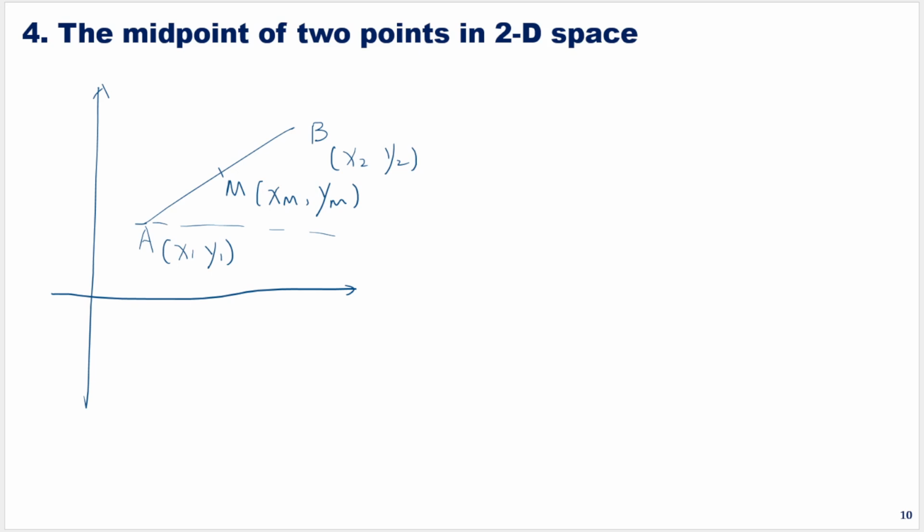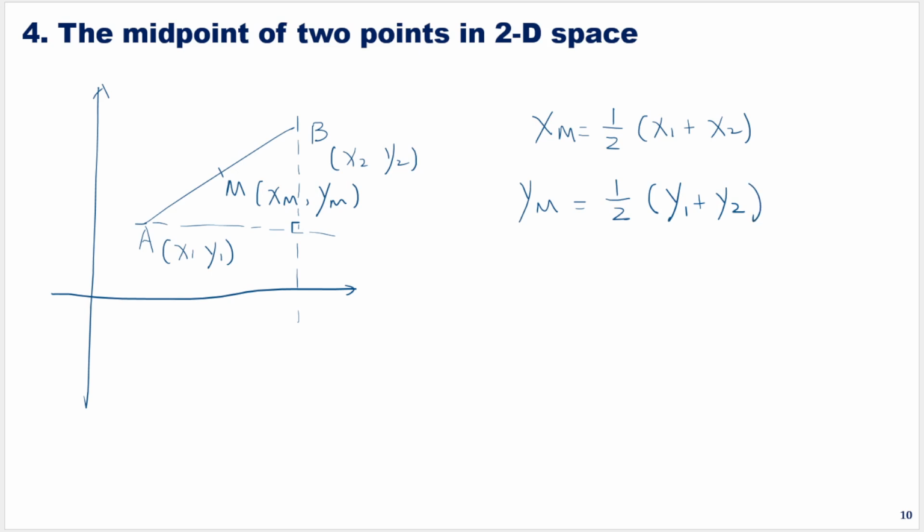Because if you draw two perpendicular lines like this, and we know that in the x direction, xm must be the midpoint of x1 and x2, right? Therefore, we know xm is 1/2 of x1 plus x2. On the other direction, along the y direction, we know ym must be in the middle of y1 and y2, right? So ym equals 1/2 times y1 plus y2.